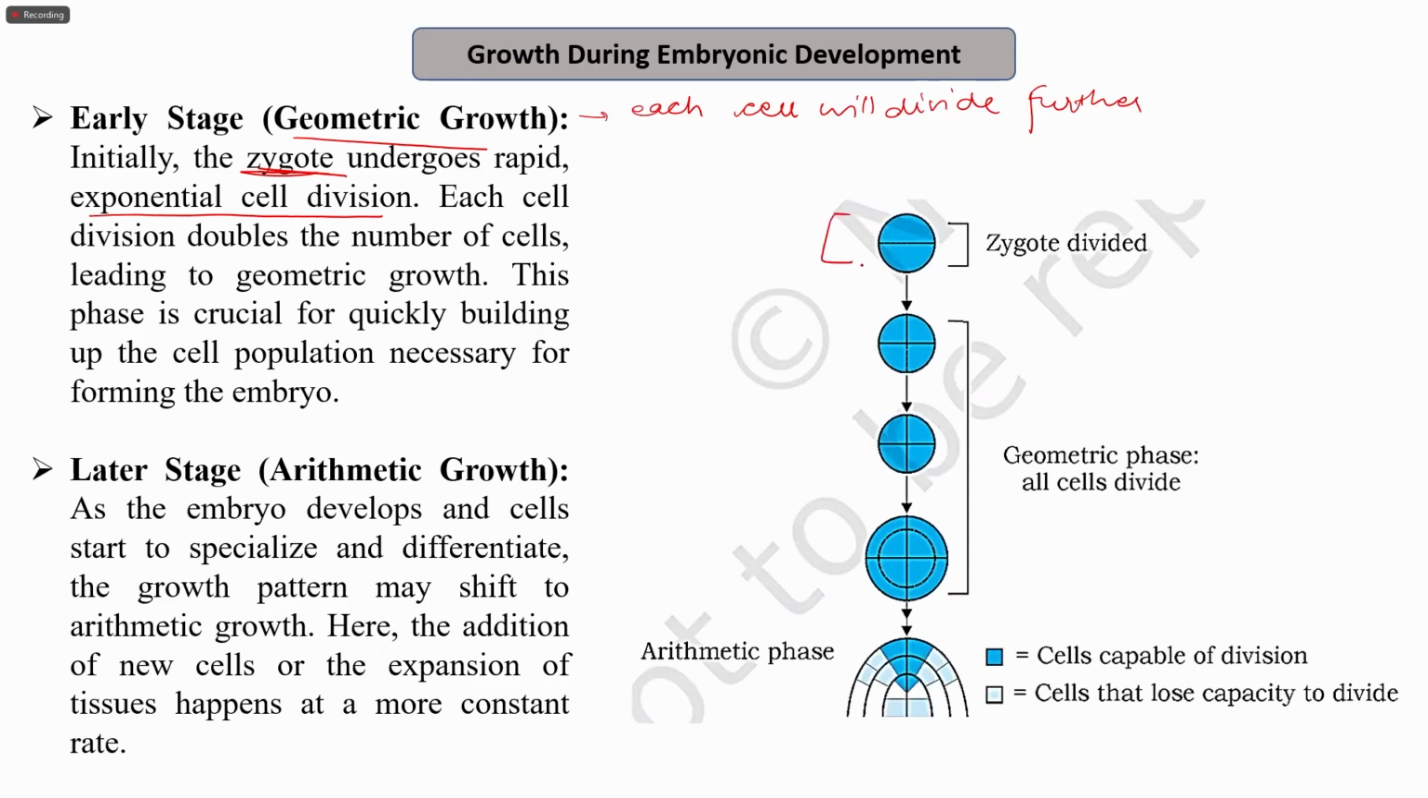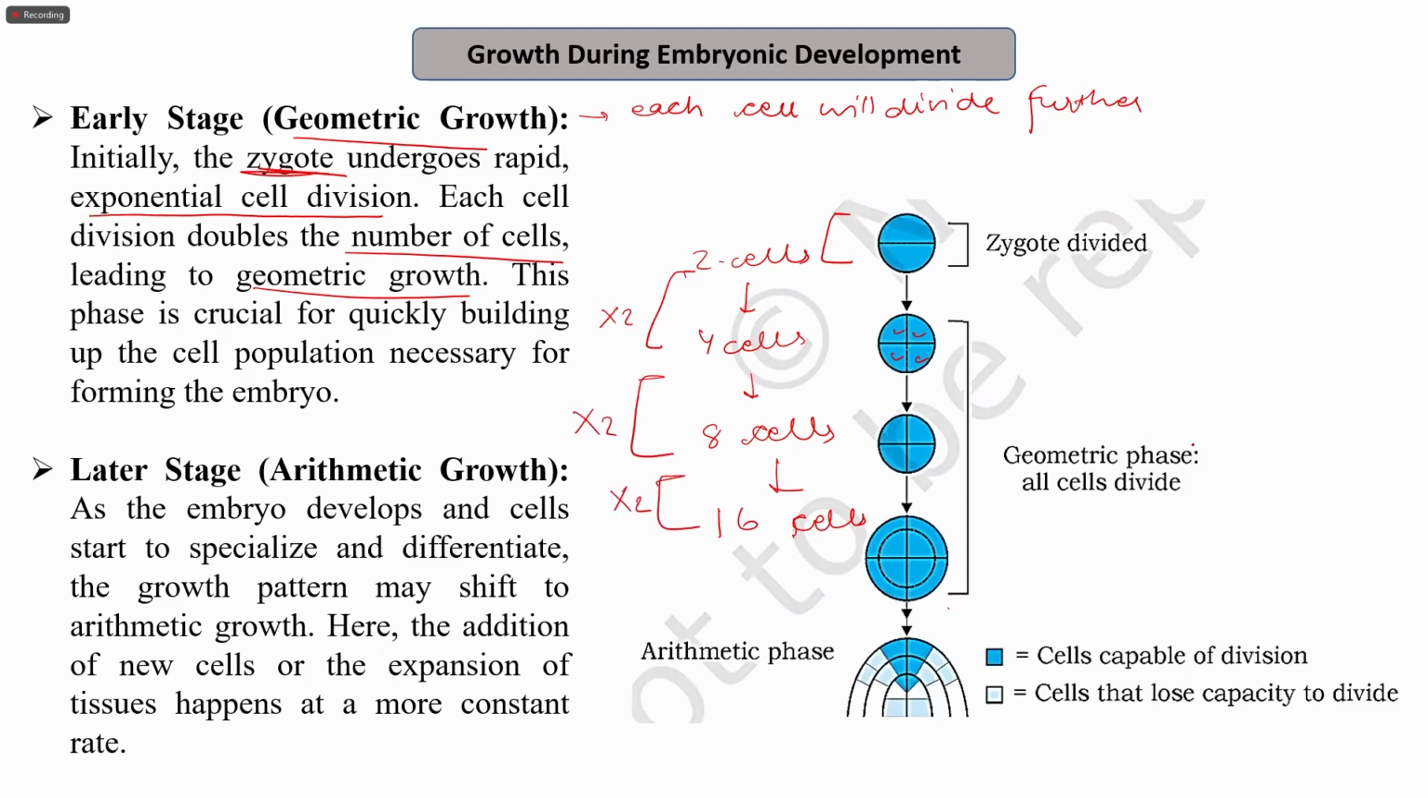So this is the zygote divided. Then each of these two cells undergoes division. Similarly, the geometric phase is being followed. So 2 cells, then 4 cells. It is a 2D structure, but otherwise these are 8 cells, 16 cells, and so on. In geometric phases, all the cells divide, and each cell division doubles the number of cells. So 2 into 2 is 4, 4 into 2 is 8. At each division, the number of cells gets doubled, and this phase is crucial for quickly building up the cell population.